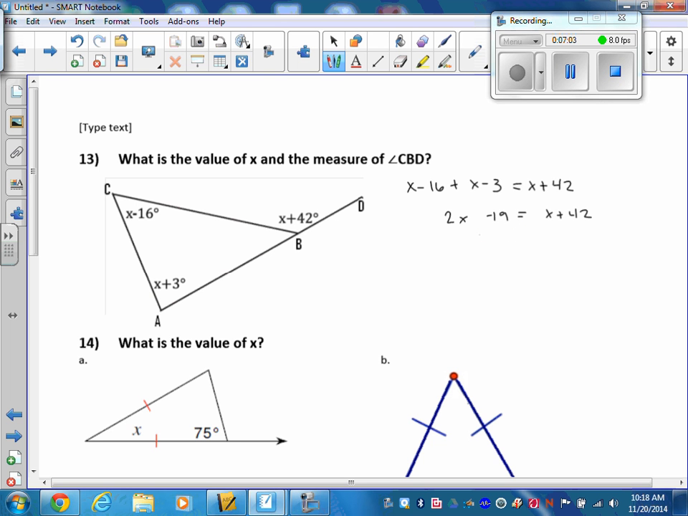So I'm going to subtract x from both sides. So x minus 19 is equal to 42. And then I'm going to add 19 to both sides. So 42 plus 19 is equal to 61. So x is equal to 61. Well, the question didn't ask what x was. The question asked what angle CBD was. So 61 plus 42 is equal to 103. So this measure is 103 degrees.